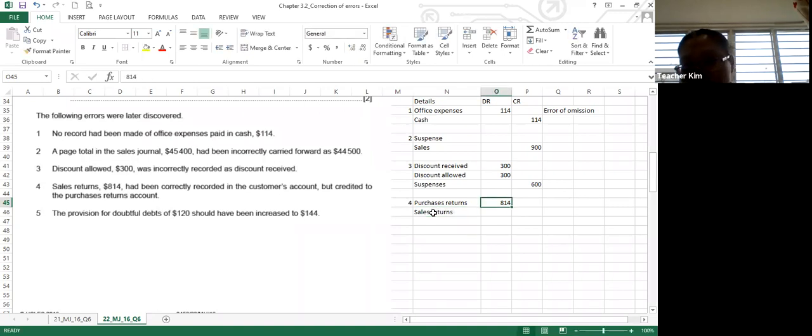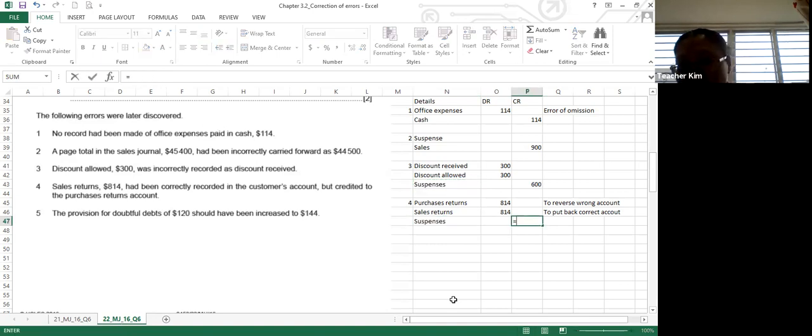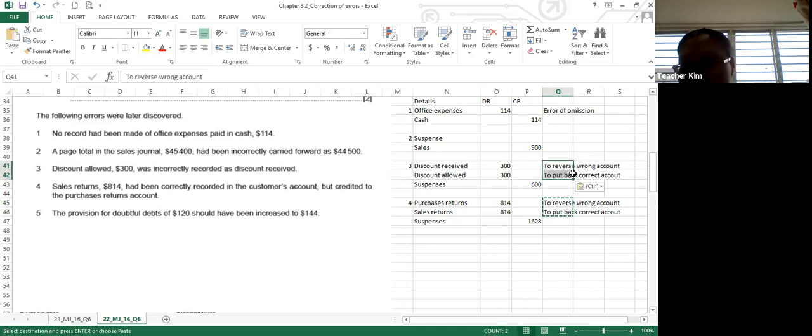So this one, same situation. This one is to reverse the wrong account. This one to put back the correct account. And here, same amount, 814. So we have to go to the same thing, suspense account. So double up the amount. Entries 3 and 4 are the same situation. One is wrong, one is correct.